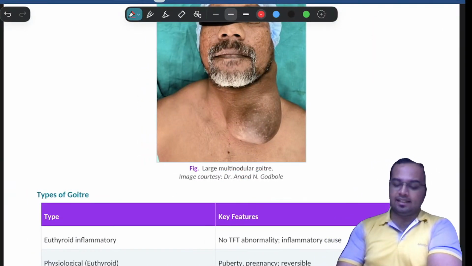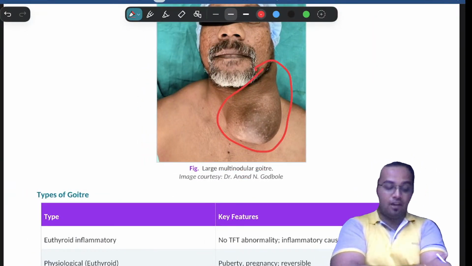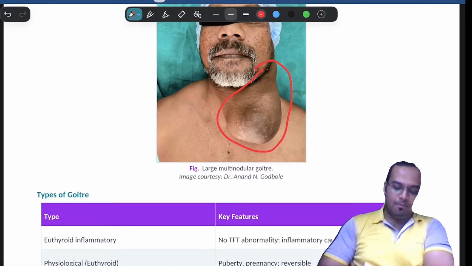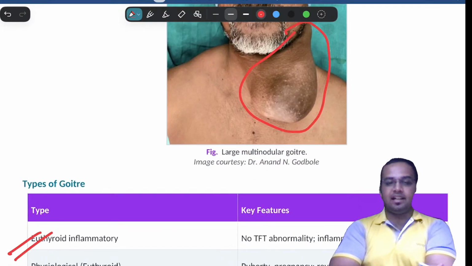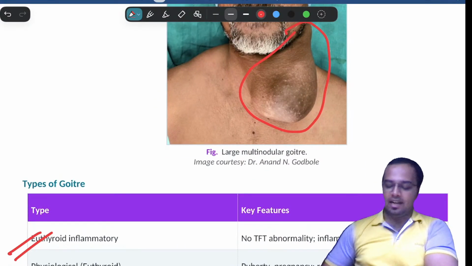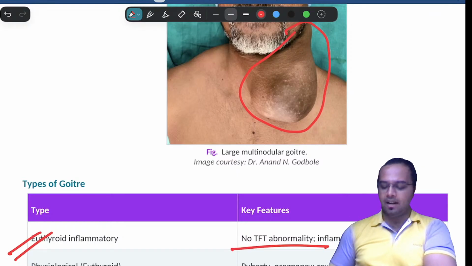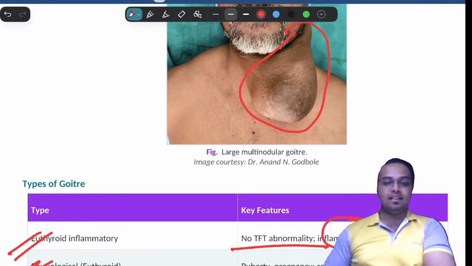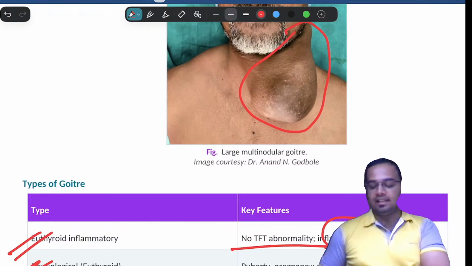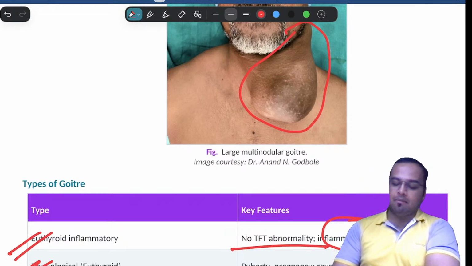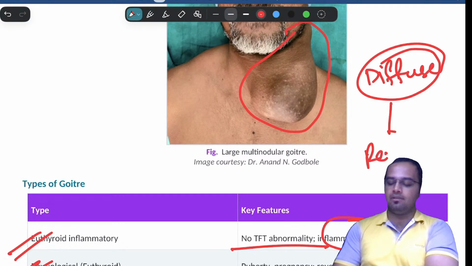So what are the types of thyroid swelling? Here you can see that this is a large goiter. This was a papillary carcinoma of thyroid which we operated. If it is euthyroid and inflammatory swelling, there is no abnormality and it might be an inflammatory cause. Physiological goiter can be seen in puberty and pregnancy, and it is usually reversible. So always remember, any diffuse goiter is going to be reversible.